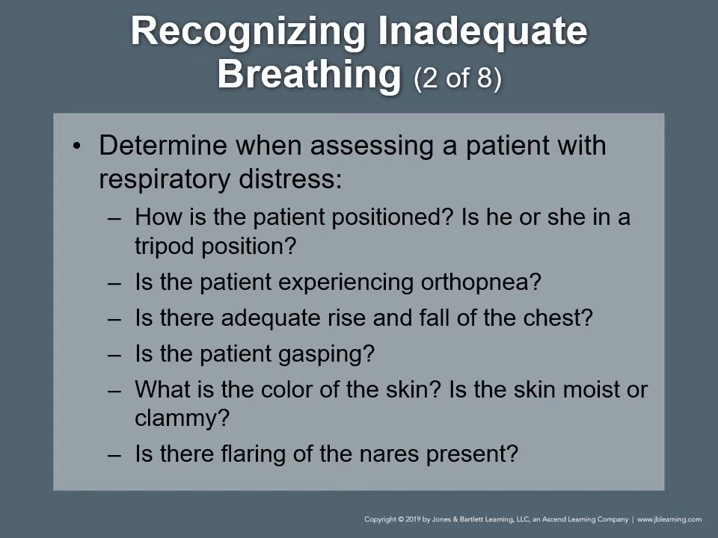Evaluation of the patient in respiratory distress includes observation, palpation, and auscultation. When you assess a patient with respiratory distress, how is the patient positioned? Is he or she in a tripod position with elbows out? Is the patient experiencing orthopnea? Is there adequate rise and fall of the chest? Is the patient gasping? What is the color of the skin? Is the skin moist or clammy? And is there flaring of the nares present?